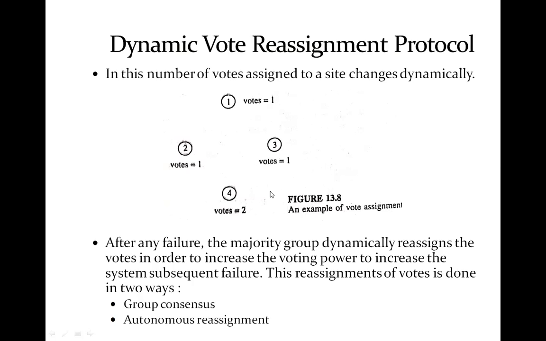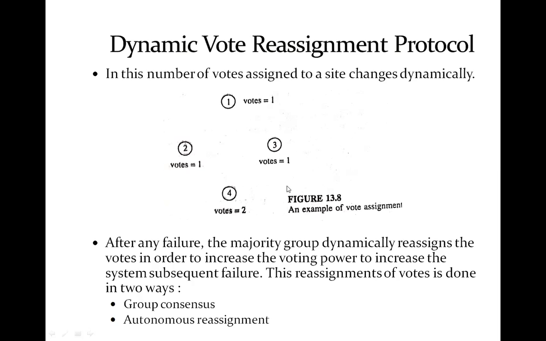Now, the above situation can also occur if site 3 and site 4 fail. So we need a mechanism so that if sites fail or there is a partition, the votes assigned to the different sites are reassigned so that the sites will be able to collect the quorum.